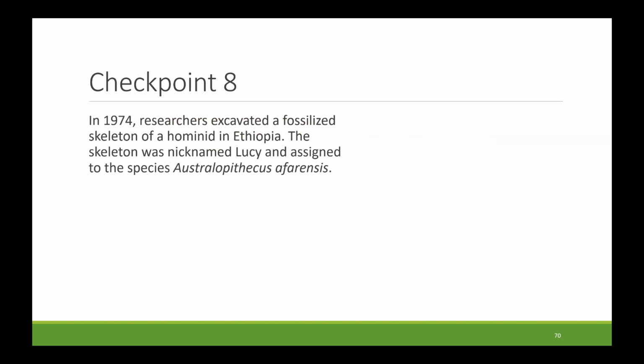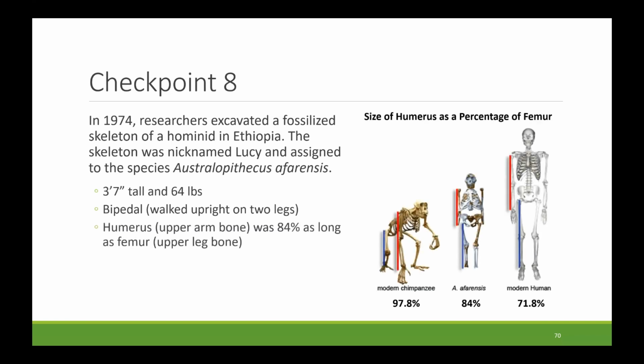In 1974, researchers excavated a fossil skeleton of a hominid, a human-like primate, in Ethiopia. The skeleton was nicknamed Lucy and given the species name Australopithecus afarensis. The fossil was 3 feet 7 inches tall and an estimated 64 pounds. She was bipedal, meaning that she walked upright on 2 legs, and her humerus, which is the long bone in the upper part of your arm, was 84% as long as the femur, which is the long bone in the upper part of your leg.